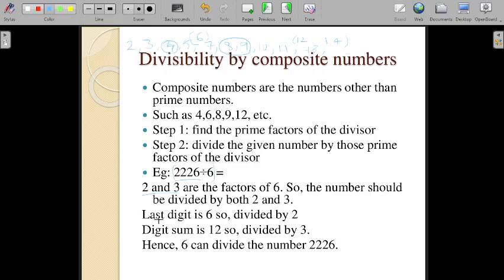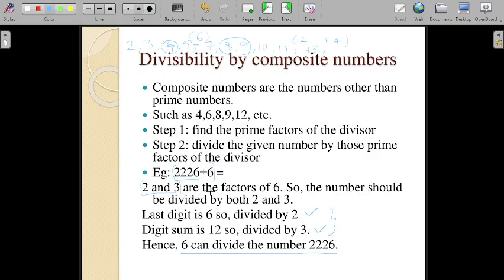See here, for example, what are the prime factors? 2 and 3. For 2, what is the short trick? What is the tip? The last digit should be divisible by 2. Here 6 is divisible by 2, so 2 is okay. Next 3, for 3, the digit sum should be divisible by 3. 2 plus 2 plus 2, 6, 6 plus 6, 12. 12 is also divisible by 3. So since it is satisfying both the conditions, 6 can divide the number 2226.